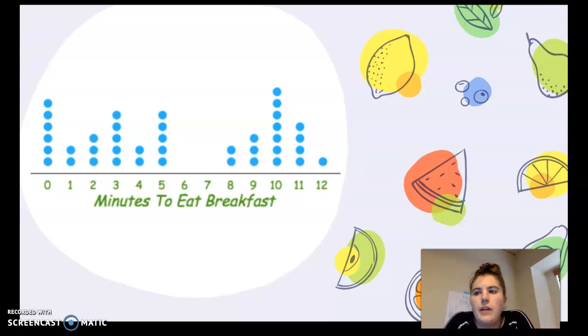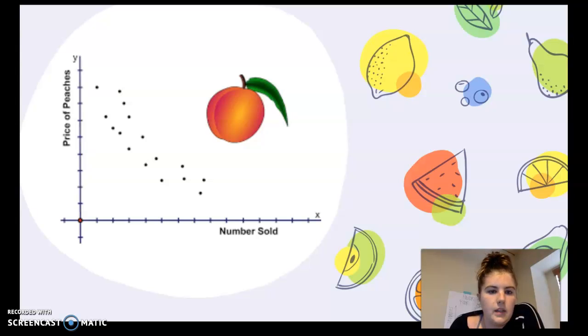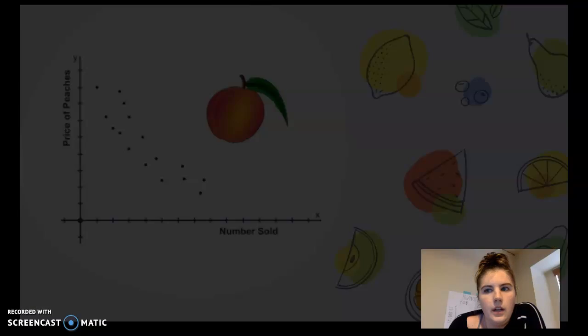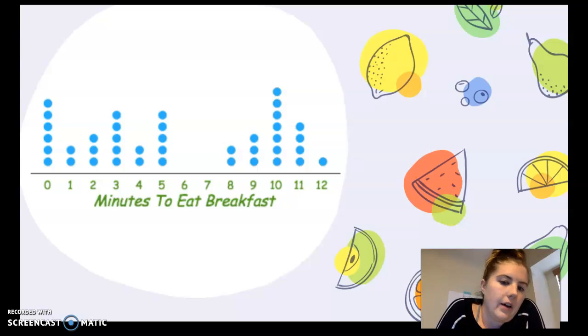Here is the next graph. So can anyone tell me what the difference about this graph is from the scatter plot? I'm going to go back and show the scatter plot once more. Here is the scatter plot, and this is the graph that I want us to see if we can tell the difference. Eric? Yes, great answer, Eric. This is a dot plot, and it's representing only one set of data now.